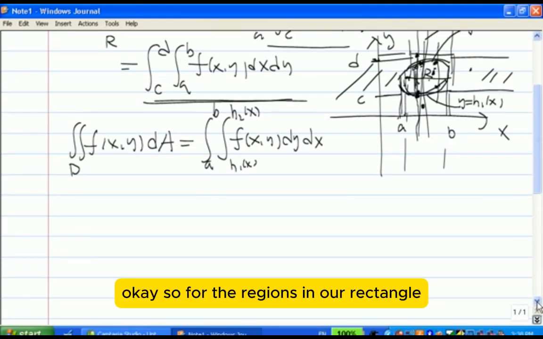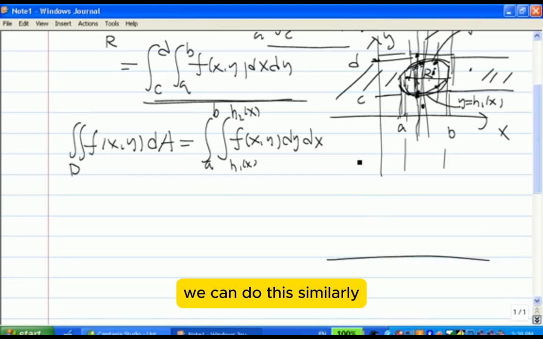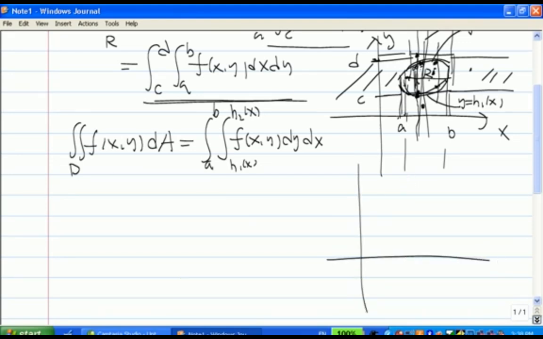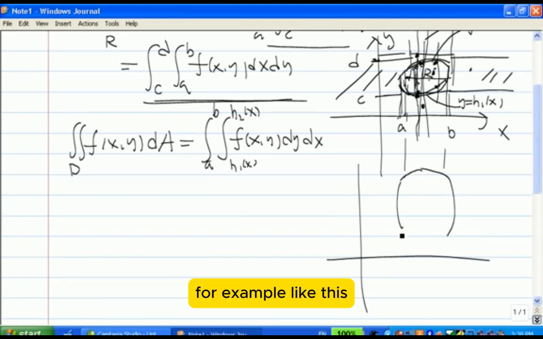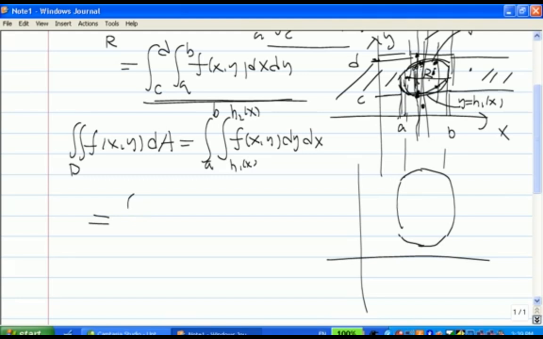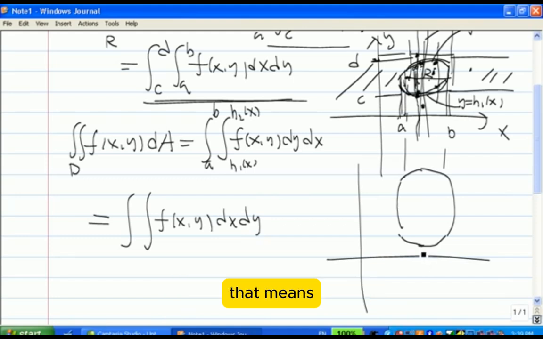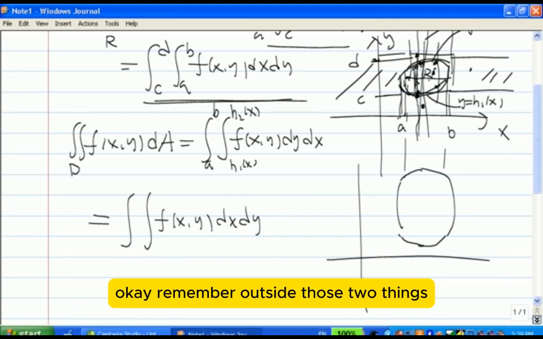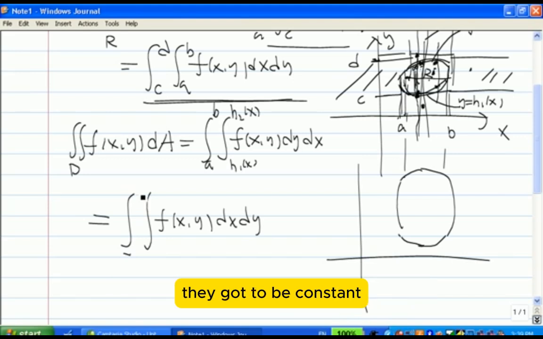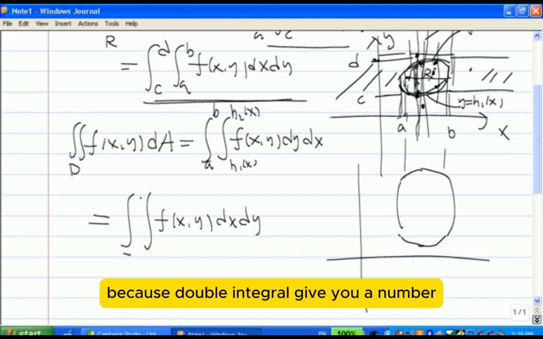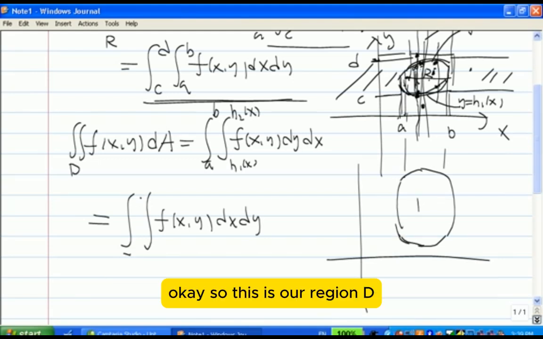So for a region that is not a rectangle, we can do this. Similarly, your region can be like this, and you can have y go outside, just like the rectangular case, dx dy. If you choose this order, remember that the outside limits have to be constants, because a double integral gives you a number. So this is our region D.